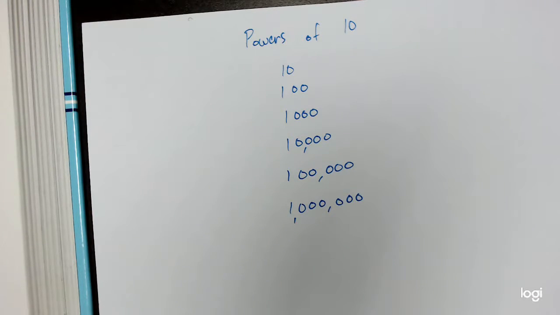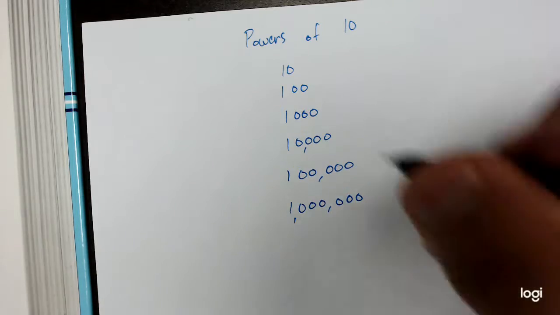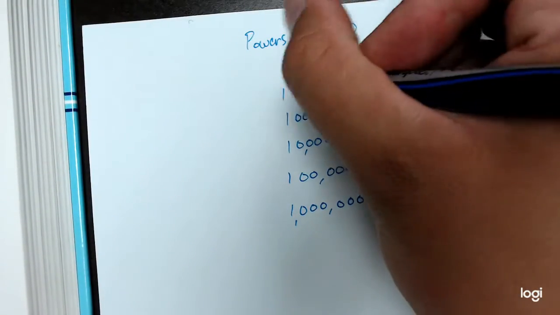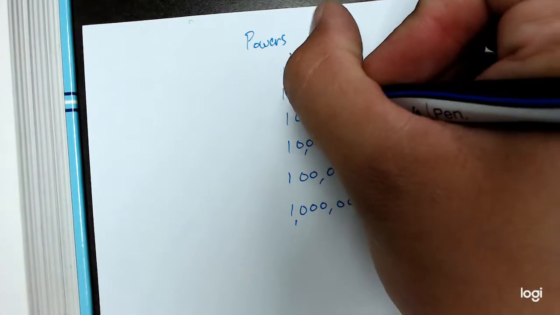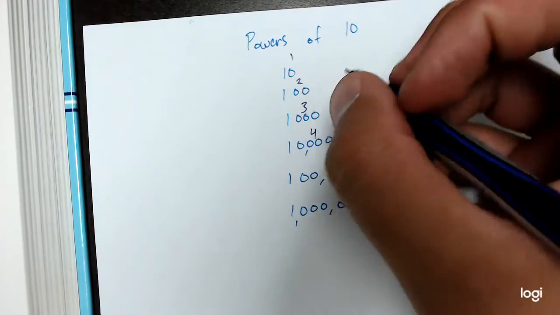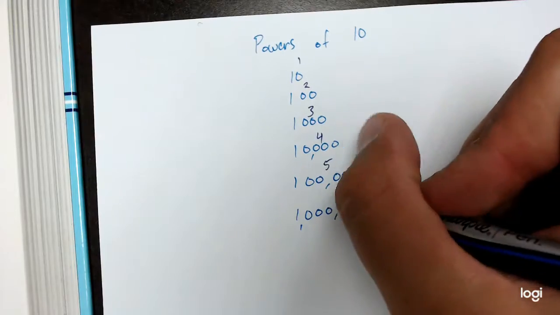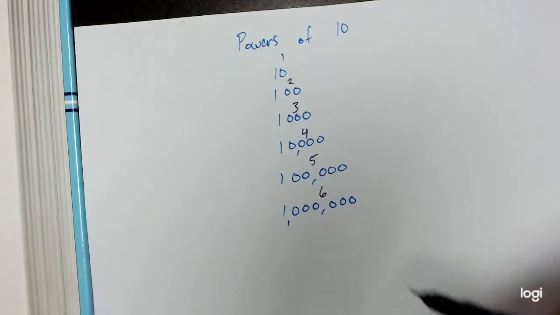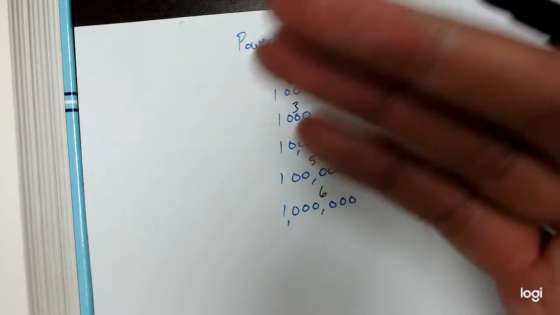Now, one thing we want to notice when we're multiplying or dividing by powers of 10 is how many zeros there are. Well, 10 has 1 zero, 100 has 2, 1,000 has 3, 10,000 has 4 zeros, 100,000 has 5 zeros, and 1 million has 6 zeros. Right, so we can see that every time we add a zero, the number goes up.